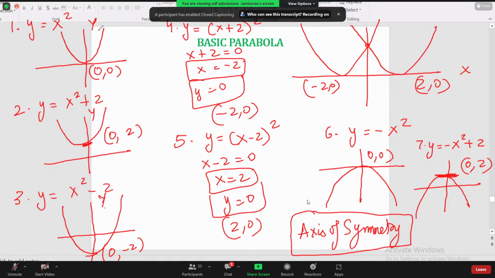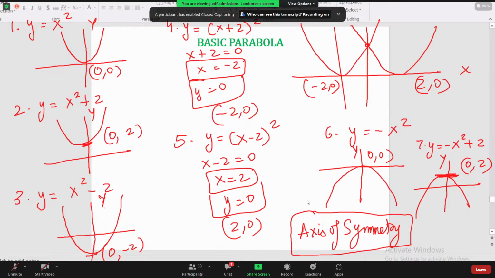In the first case, the y-axis is the axis of symmetry. In the second case, the y-axis is the axis of symmetry. In the third case as well, the y-axis is the axis of symmetry. The sixth case as well, and in the seventh case as well. But in the fourth and the fifth case, it will be the line parallel to the y-axis passing through the vertex.